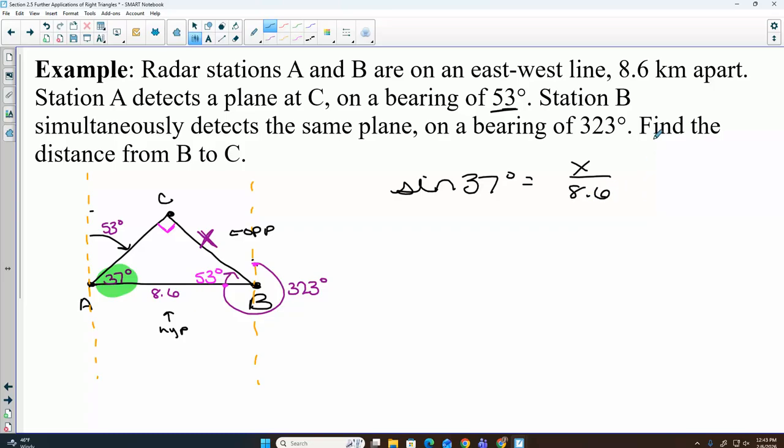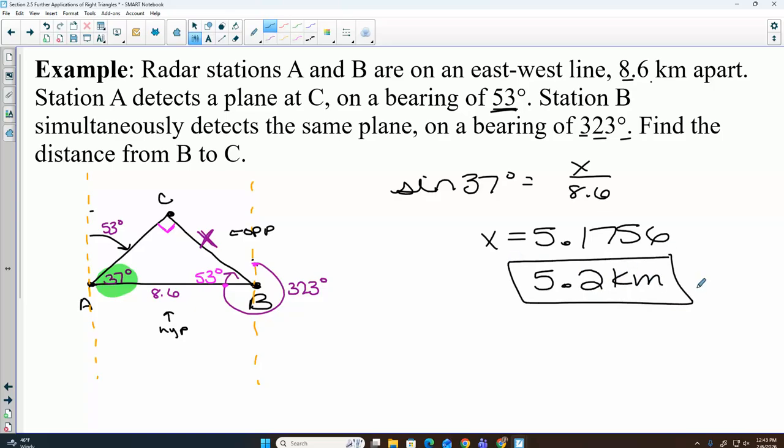Let's go ahead and do significant digits just to practice that. How many did we have in the problem? Yeah. 323 is 3, but 53 is 2. 8.6 is 2, so let's do 2 significant digits. So if I type in 8.6 sine of 37 degrees, we get 5.1756, which rounds to 5.2, and we were in kilometers. So 5.2 kilometers apart.